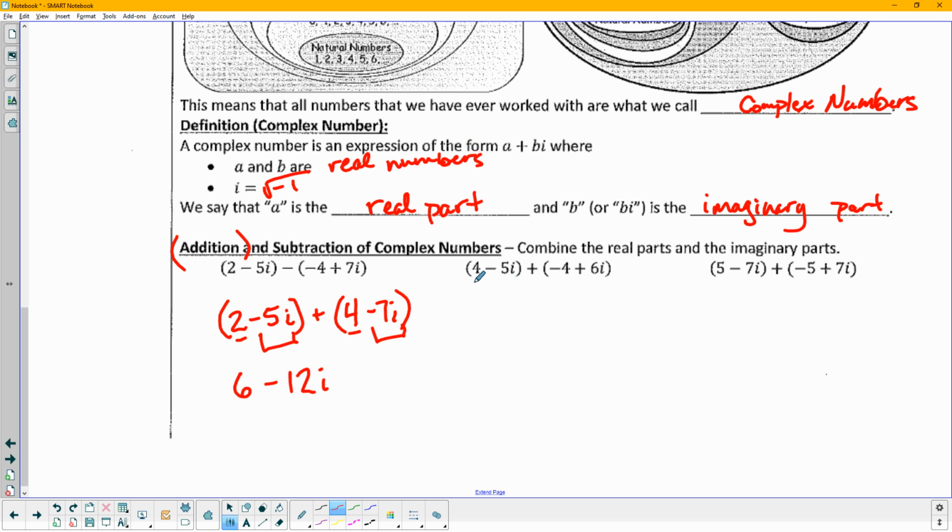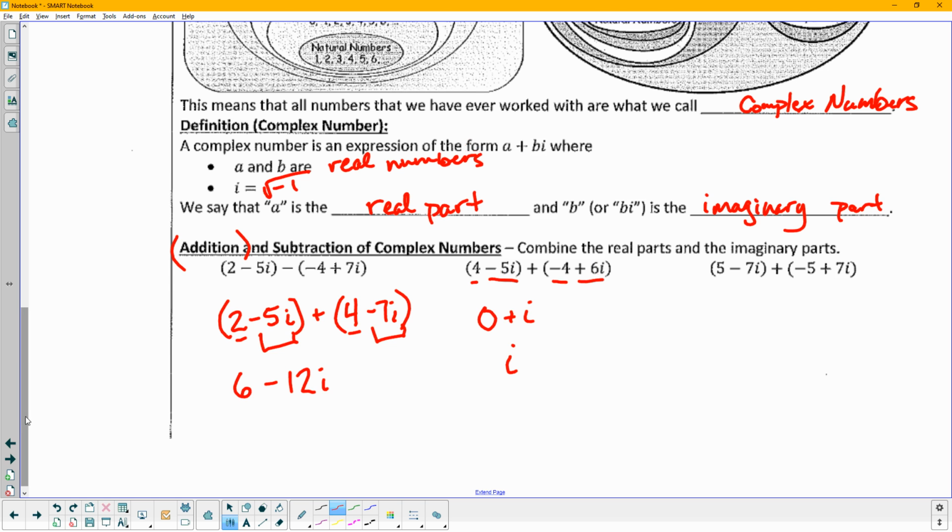For addition, again, it's pretty simple. I'm just going to combine my real parts. Oh, but here I have 4 and I have minus 4, so that's like 0. And my imaginary parts, I have negative 5i and positive 6i. So that's going to be plus 1i, or just plus i. And with that 0 there, you don't have to write it. You can just say that it's i.